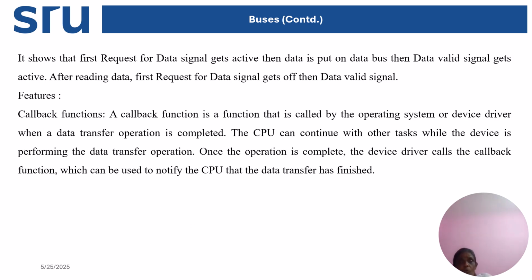Next, the diagram shows that first the request for data signal gets active, so the destination initiates. Then data is put on the data bus. Then the data valid signal gets active. Then after reading data, first the request for data signal goes off, then the data valid signal goes down. For all these problems, the solution will happen using the callback function.